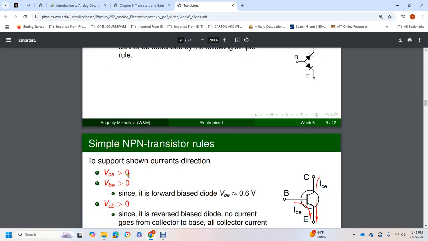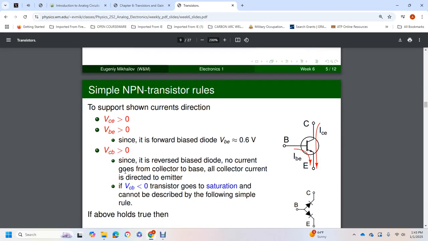To support the current direction, voltage collector emitter is greater than 0. Voltage base emitter is greater than 0, since the forward bias of voltage base emitter is approximately 0.6 volts. Voltage collector base is greater than 0, since with the reverse bias no current goes from the collector to the base; all collector current is directed to the emitter. Voltage collector base is less than 0: the transistor goes into saturation and cannot be described by the following simple rule.